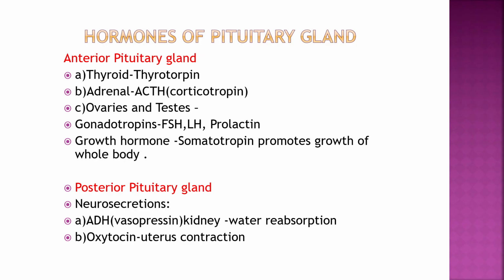Then the posterior pituitary gland secretes two hormones, mainly ADH, that is antidiuretic hormone, also called vasopressin. It is mainly required for water reabsorption by acting on the kidney. And the second is oxytocin, which causes uterus contraction in labor.